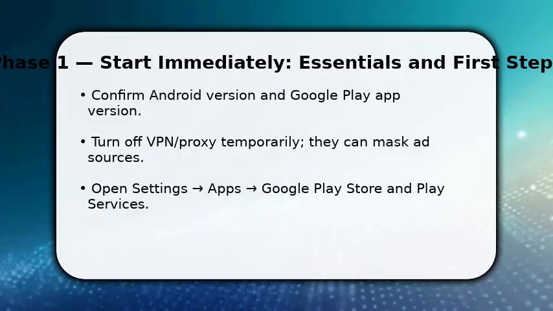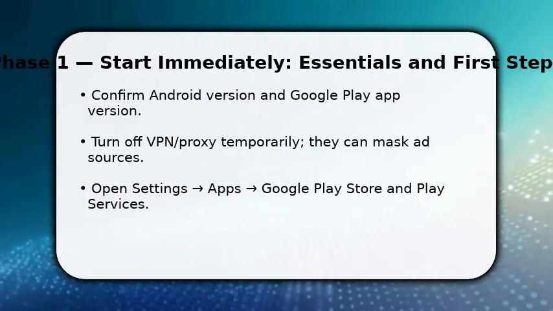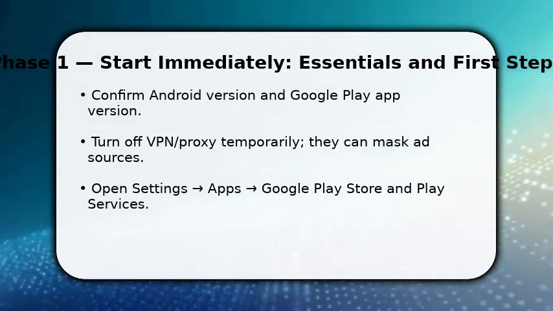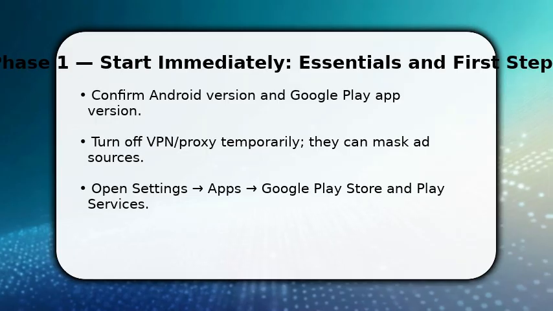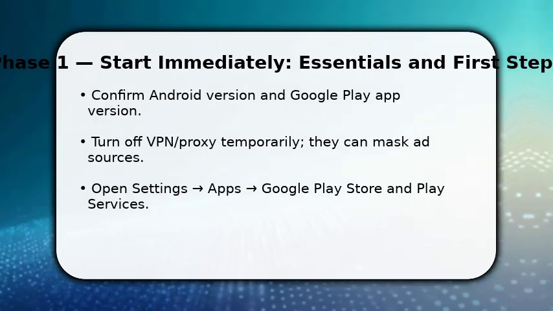Enjoy the video. You start now, check your Android version and Google Play app so you know which menus appear. Once confirmed, disable VPN or proxy because they can hide ad origins.